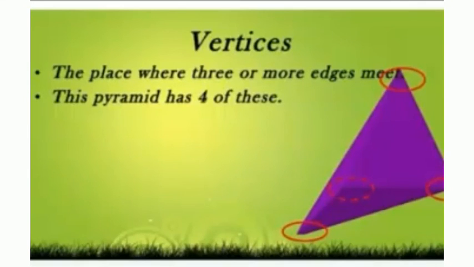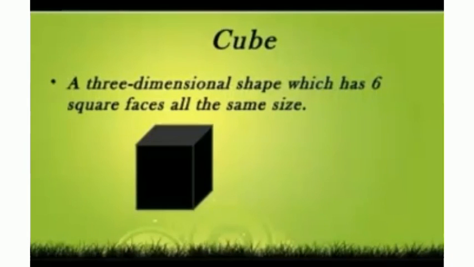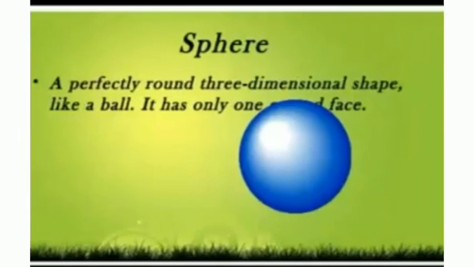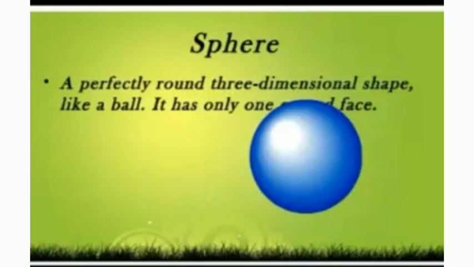Vertex is the place where three or more edges meet. This pyramid has four of these. It means it has four vertices. Next we have cube, a three-dimensional shape which has six square faces all the same size. Cuboid, a three-dimensional shape which has six rectangular faces or two square faces and four rectangular faces. Next we have sphere, a perfectly round three-dimensional shape like a ball. It has only one curved face.